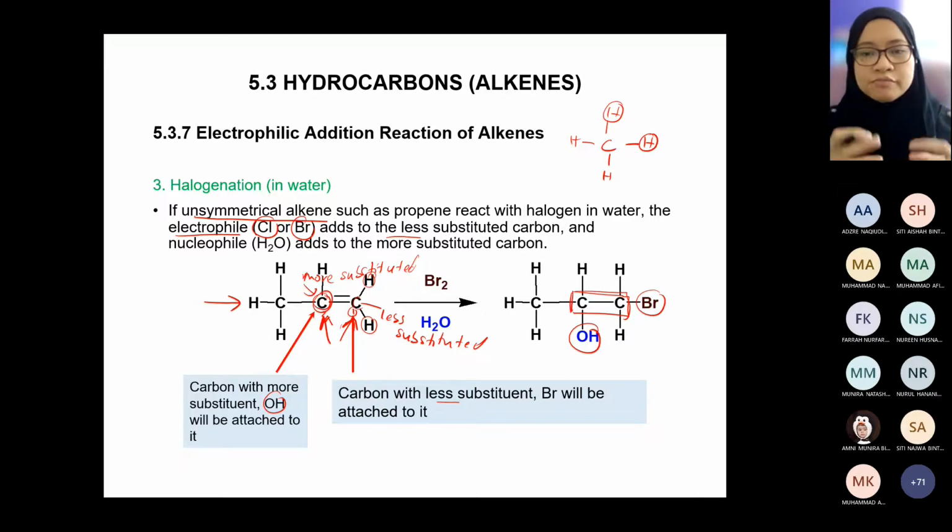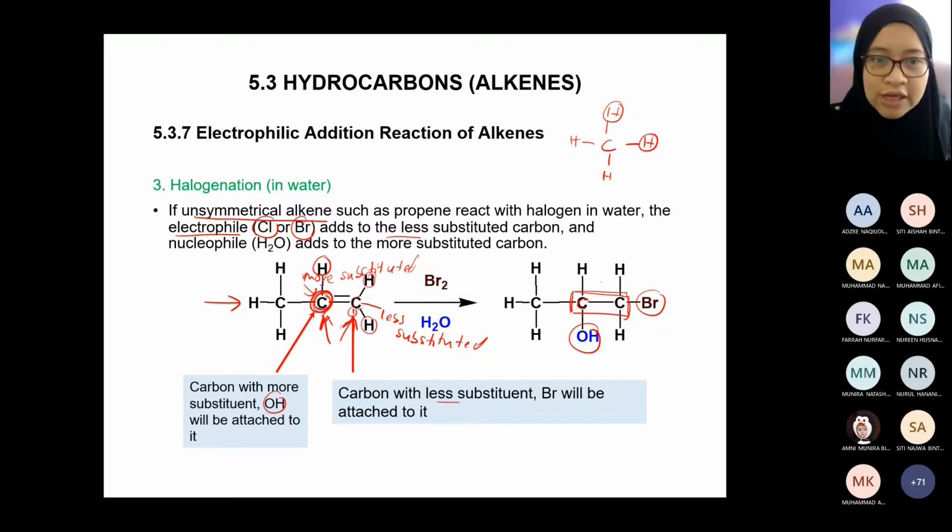Okay, same goes to this one. OH prefers to be placed at the more substituted carbon. Okay, alright. Sebab nampak tak kenapa this is considered as more substituted carbon? Because it has less hydrogen. Yang ini sepatutnya hydrogen has been replaced with this group. That's why this one is said to be more substituted carbon.